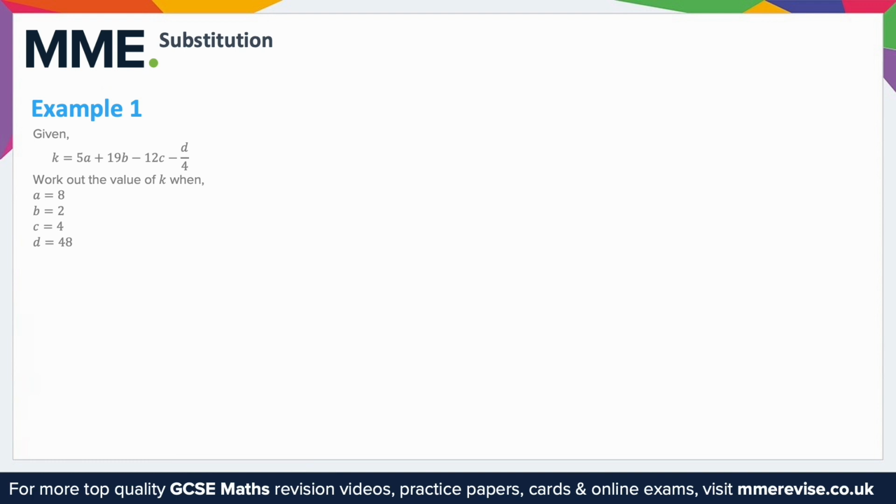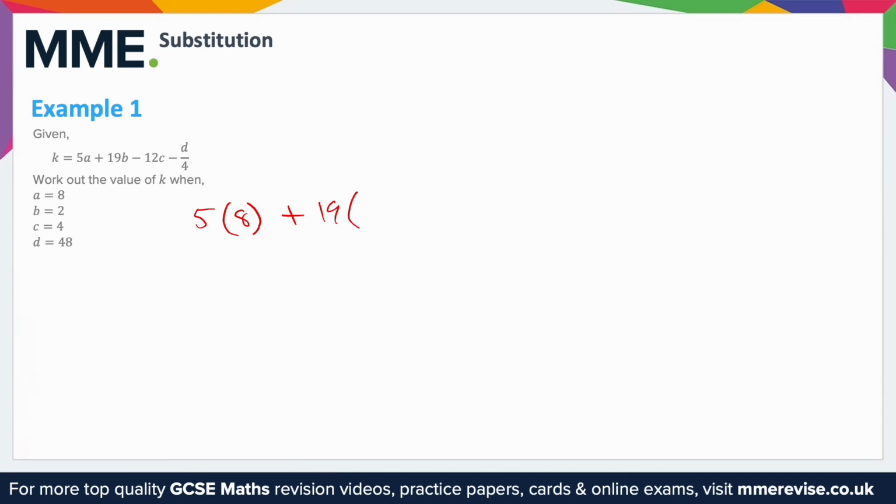Example 1. Given that k equals 5a plus 19b minus 12c minus d over 4, work out the value of k when a is 8, b is 2, c is 4, and d is 48. So this is as simple as just swapping the letters with those numbers and adding some brackets around it. What I mean by that is I'm going to swap a for 8, so I get 5 bracket 8. You might not be sure what this means, but we'll see that in a sec.